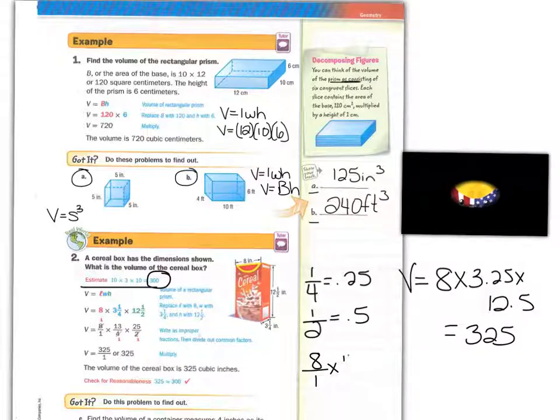8/1 times 13/4 times 25/2. In order to do this, you multiply straight across. You can also cross-simplify, which just means dividing out a common factor. 4 goes into 4 one time. 4 goes into 8 2 times. However, now we have a 2 and a 2, so we can say 2 goes into 2 once, and 2 goes into this 2 once. Now we multiply straight across. 1's across the bottom, and 13 times 25 is 325. That would be our answer, 325 cubic inches.